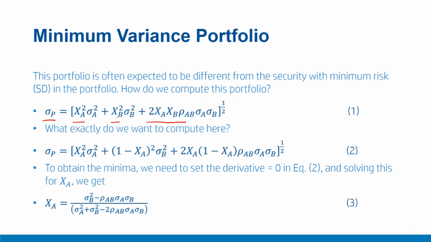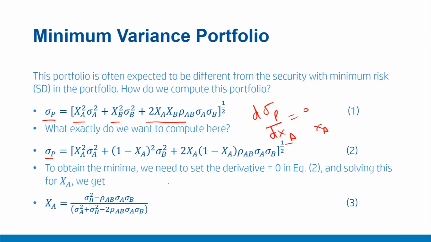Now, in order to compute the minima, we need to simply differentiate this expression sigma p, that is d of sigma p. We'll not go into the detailed exposition, but we need to differentiate this expression with respect to dxa, and in order to obtain the minima, we need to set this derivative equal to 0 and solve for xa.